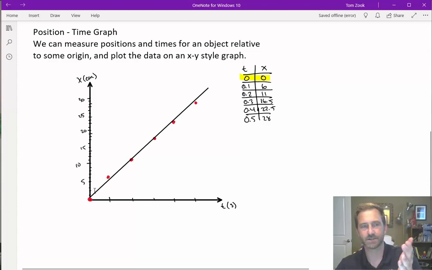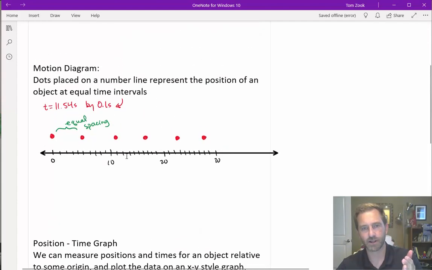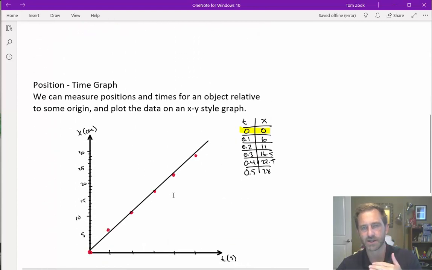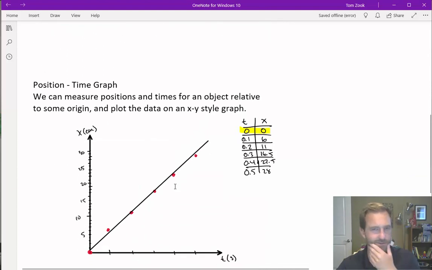So here's a question to leave you with. If the object were rolling faster, what would the motion diagram look like? And what would the position-time graph look like? The motion diagram might be easier to think of. The position-time graph might take a little bit more thought. So we'll leave you with that, and hopefully this was helpful.